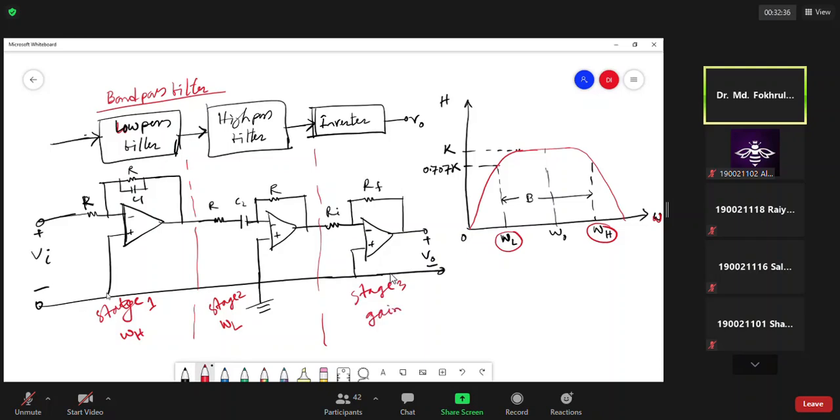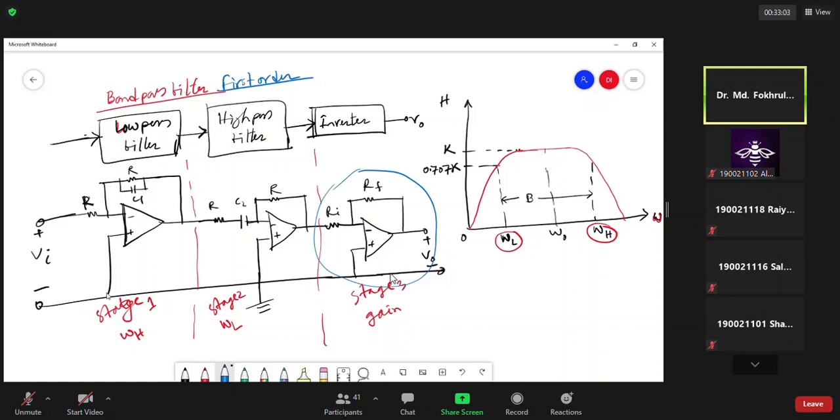Because it's a simple inverter circuit, is it? And the gain we can easily find from the gain here. So this is how we can get the first order band pass filter.